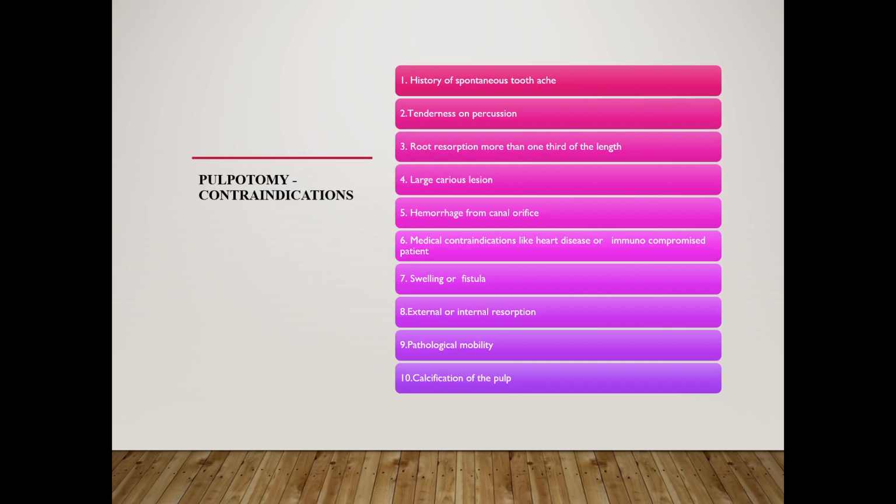There are a lot of contraindications for pulpotomy like spontaneous pain, tenderness on percussion, more than 1/3 of the root resorption, a big carious lesion, a lot of bleeding from the canal orifice, medical contraindications where the patient has heart disease or is immunocompromised, swelling, internal or external resorption, and mobility of the tooth.